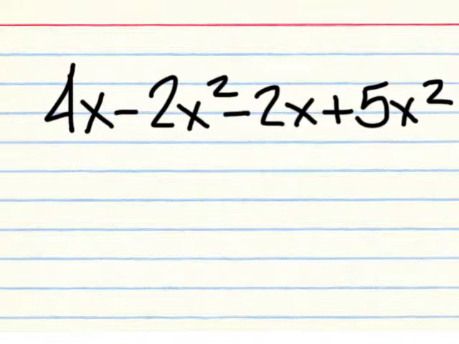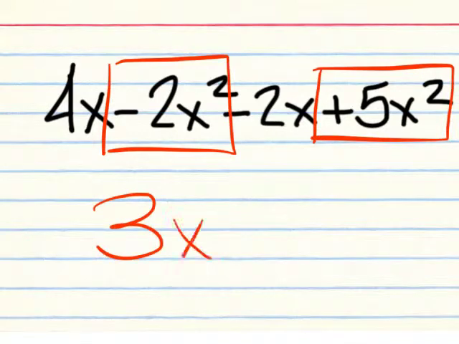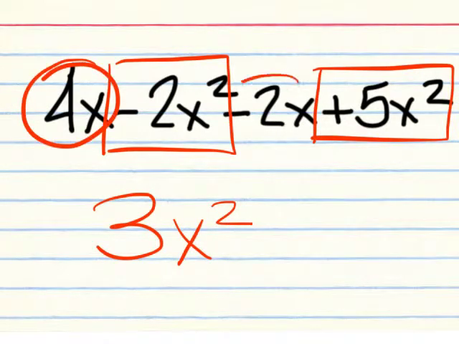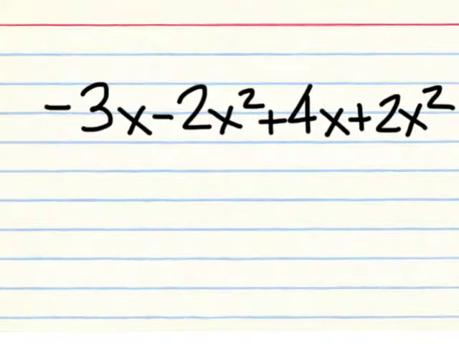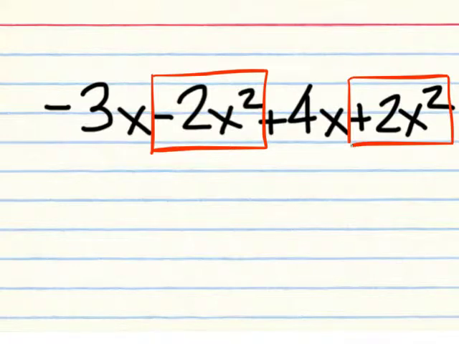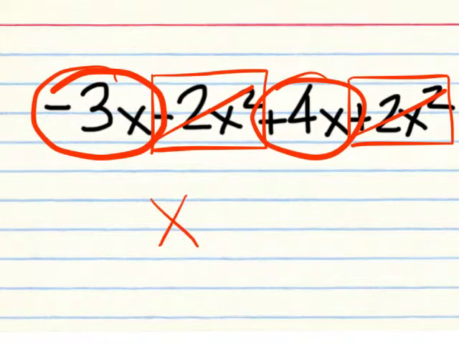The solution for the practice problem, start with the x squares first. That's negative 2x squared plus 5x squared, which is 3x squared. And then 4x minus 2x is 2x. Start with the squares. Negative 2x squared plus 2x squared means these cancel out to 0. Then you have negative 3x plus 4x is x.